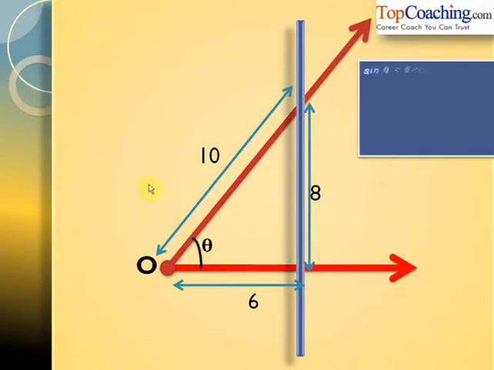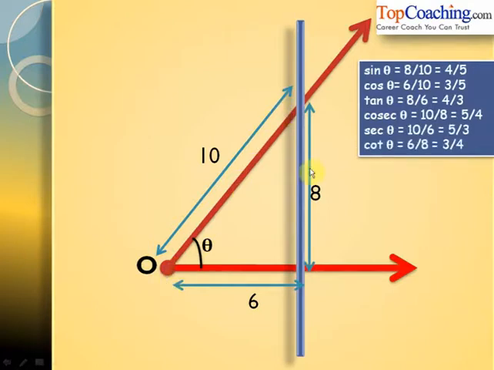Now in this case, sine theta would be equal to the height divided by hypotenuse, which is equal to 8 by 10, but 8 by 10 is nothing but equal to 4 by 5. Similarly, cos theta would be equal to base divided by the hypotenuse, which is equal to 6 by 10, which is nothing but equal to 3 by 5.